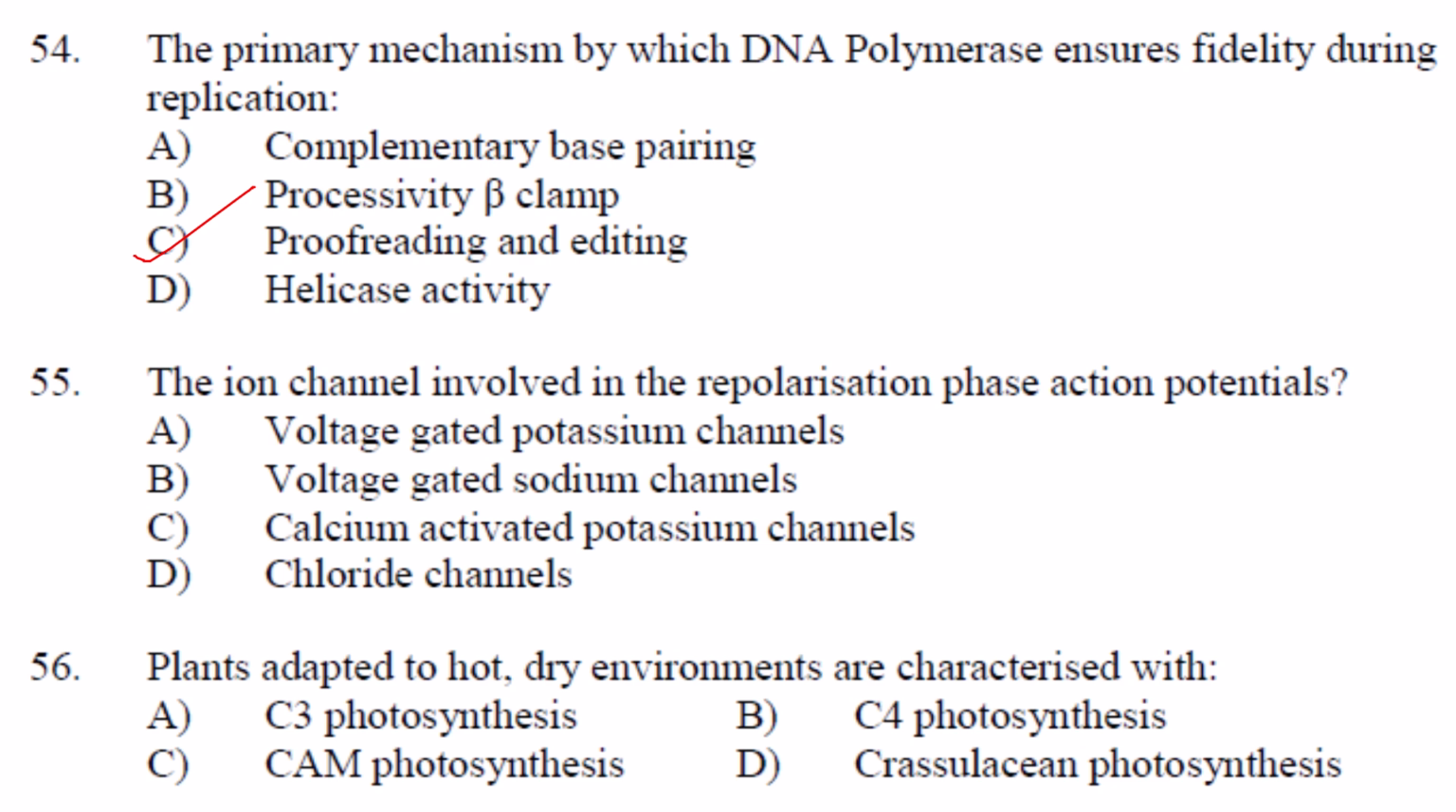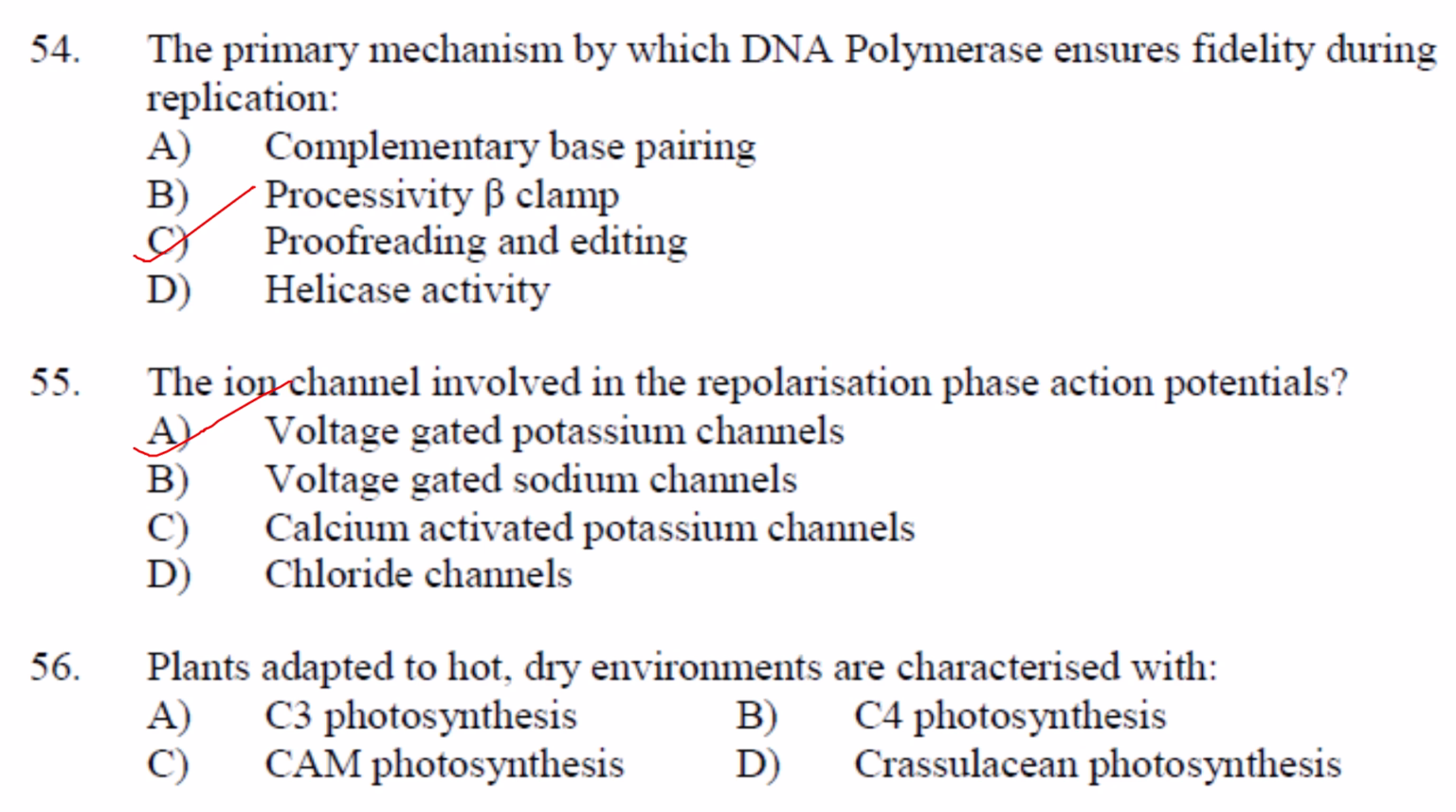Then next one, the ion channel involved in the repolarization phase of action potential. So repolarization is the condition where the cell membrane potential returns to its resting state after the depolarization step. It is driven by outflow of potassium ions from the cell. So for that you need to open your voltage gated potassium channels. So the ion channel involved in repolarization is voltage gated potassium channels.